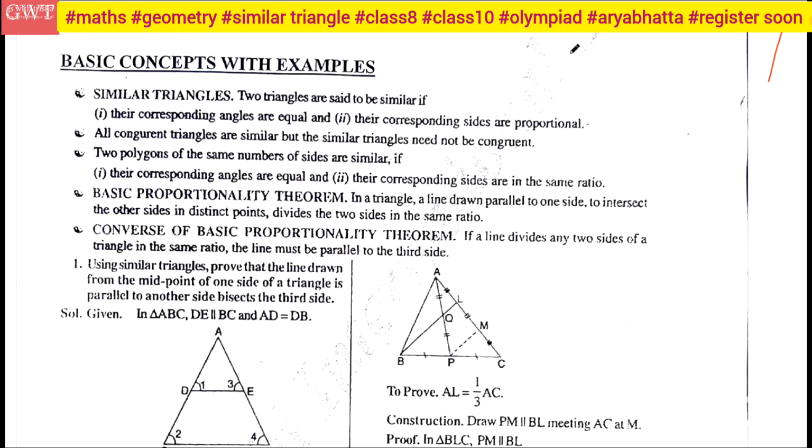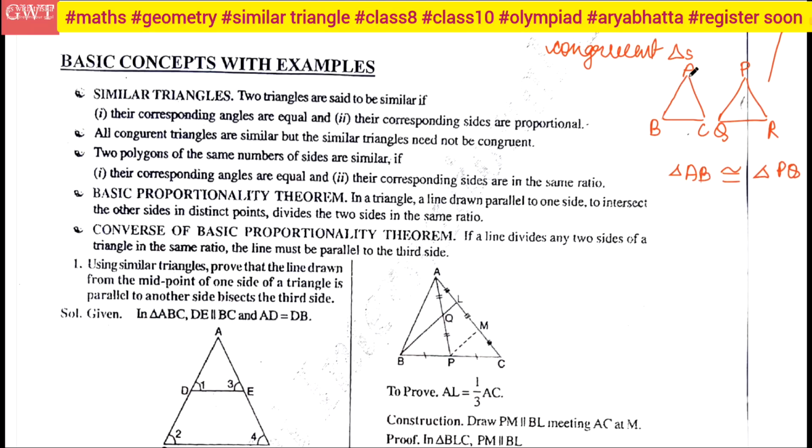The very first day, I think I have told you the basic difference between congruent and similar. When I'm talking about congruent triangles, it means simply that if I have two triangles, I will name one A, B, C and the other P, Q, R, and I'm saying that triangle ABC is congruent to triangle PQR. This is the sign of congruency. Then it directly implies that angle A is equal to angle P, angle B is equal to angle Q, and angle C is equal to angle R.